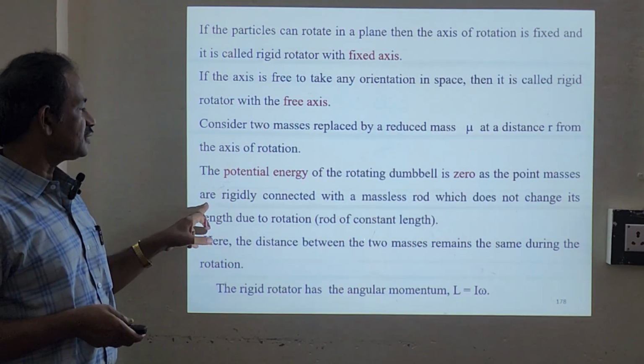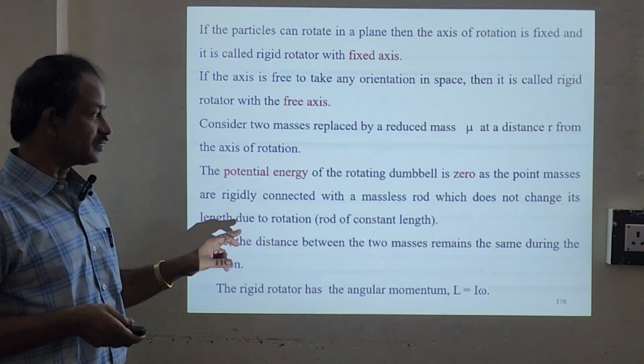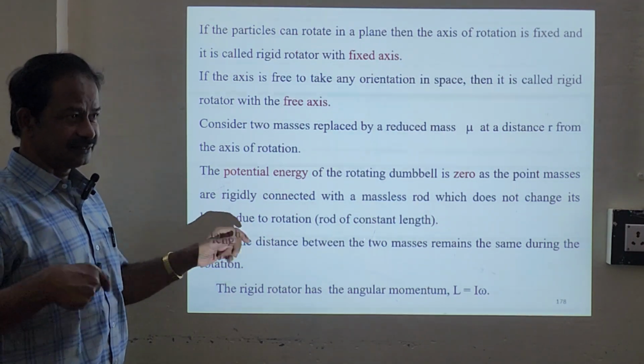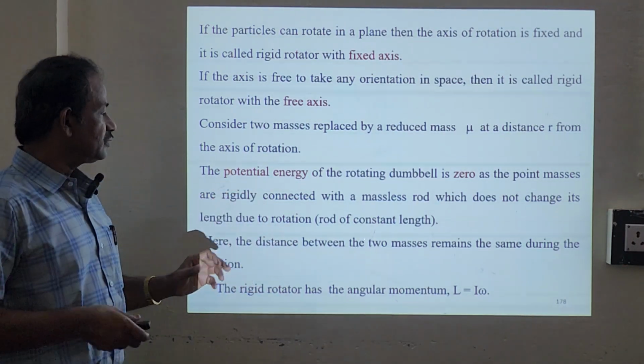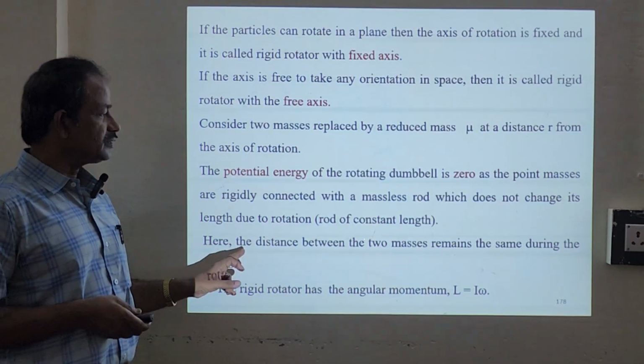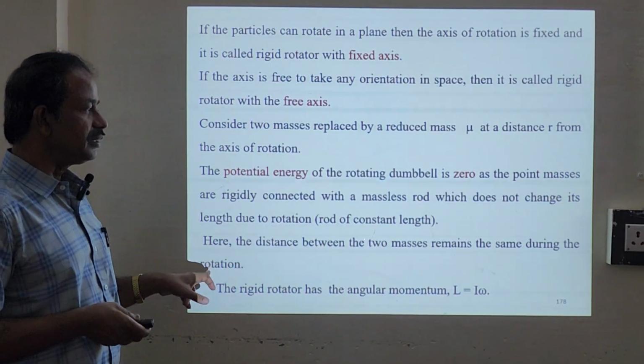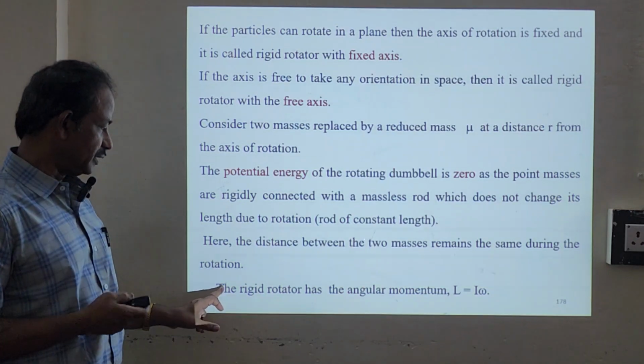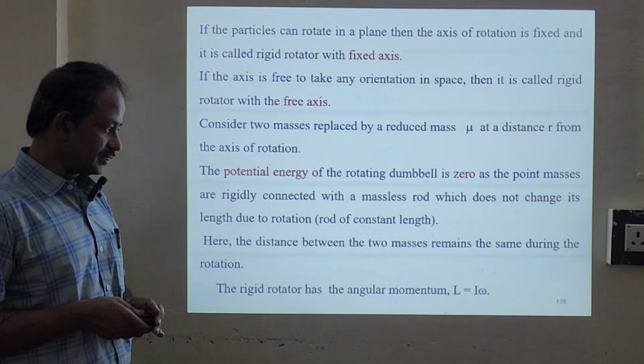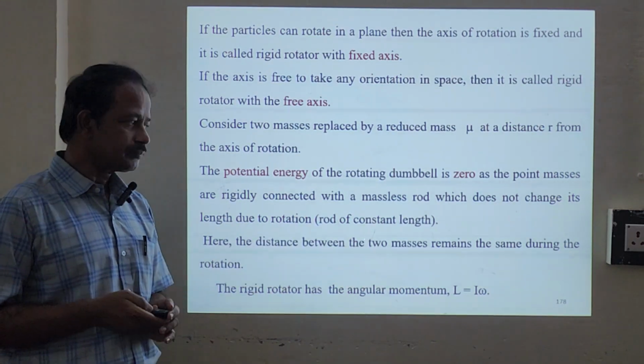Okay, as the point masses are rigidly connected with a massless rod which does not change its length because it's fixed. So due to rotation, the distance between the two masses remains the same during the rotation. We know already because it's fixed. The rigid rotator has the angular momentum L equals I omega.